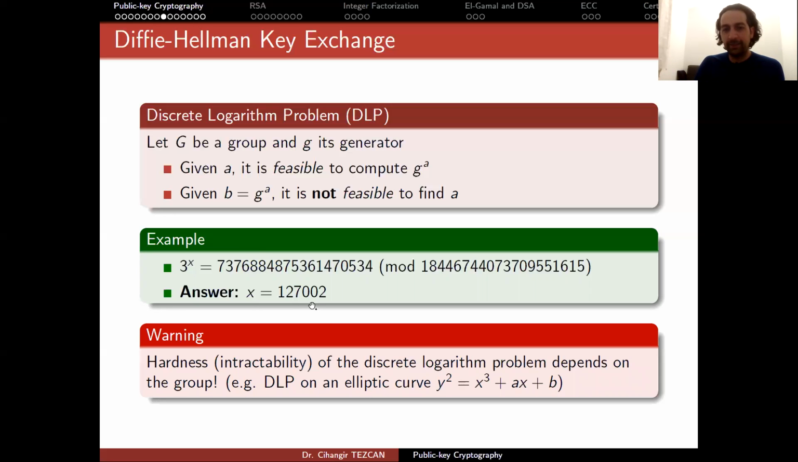And as I explained here, the hardness of this problem depends on the group you are working in. So the hardness, in other words the intractability, of the discrete logarithm problem depends on the group. For example, the discrete logarithm on an elliptic curve is harder than in the group that I just used here. So this is why there is another area called elliptic curve cryptography, and we will talk about it in the following slides.